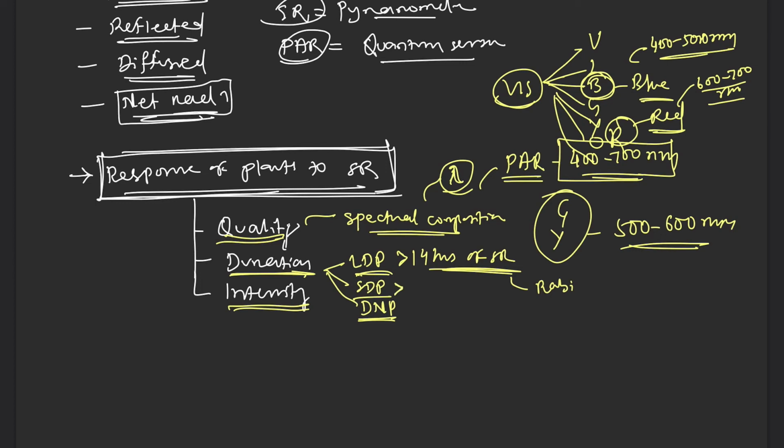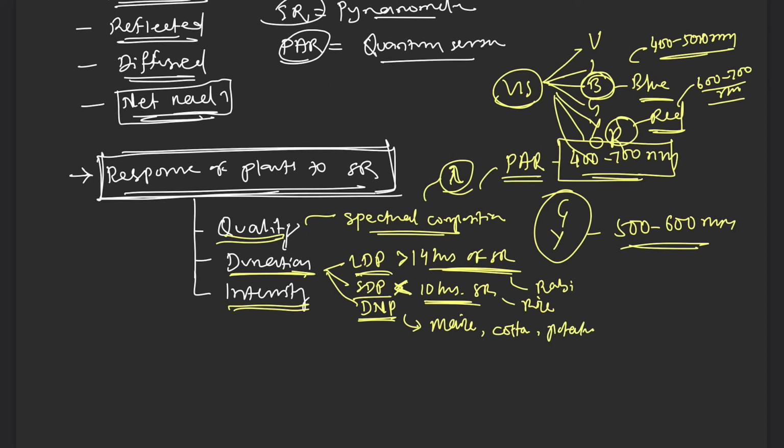Then short day plant, what do you mean by short day plant? If for flowering it requires less than 10 hours of solar radiation, then that is short day plant. Like rice, sugarcane, these are short day plants. Then day neutral plant, this is not affected by photoperiod. Day neutral plants are not affected by photoperiod, like maize, then cotton, then potato, tomato. These are day neutral plants.